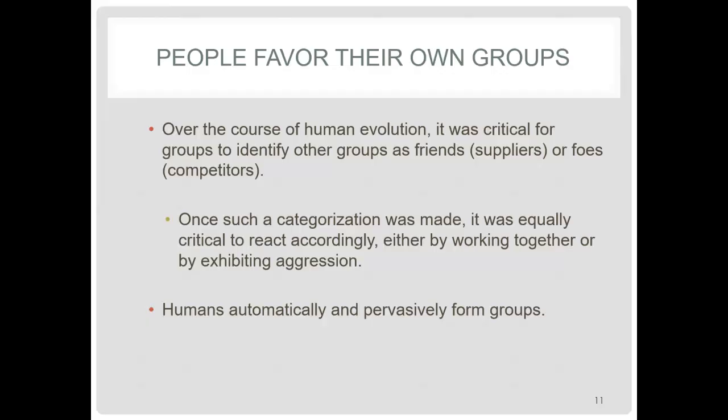Once a categorization was made, it was equally critical to react accordingly, either by working together or exhibiting aggression. This is why we need so much neocortex. We find our place within an in-group fairly easily. But to be able to identify strangers as "are they one of us or one of them" takes a lot of cognitive processing.